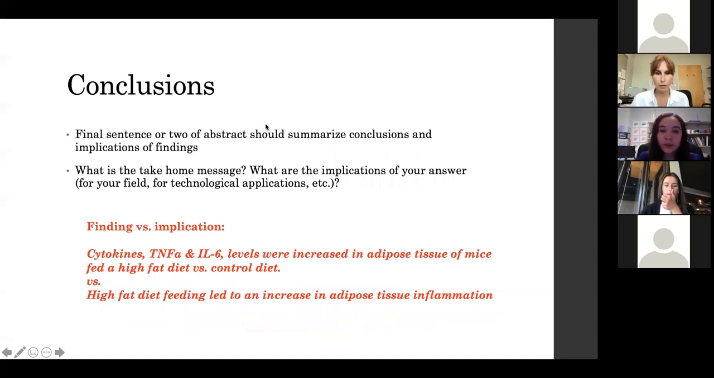So finally, the conclusion section should contain the most important take-home message of your study. It should also be expressed in a few but precisely ordered sentences. Usually for the conclusion, we also use 1 or 2 sentences. And the finding here is highlighted.